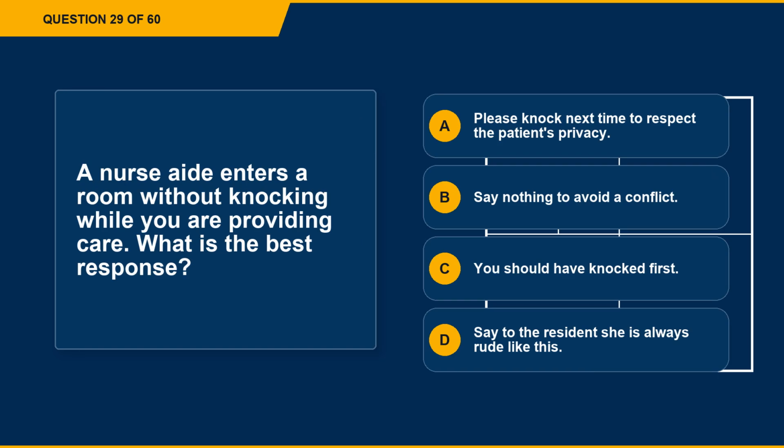Question 29. A nurse aide enters a room without knocking while you are providing care. What is the best response? Option A, please knock next time to respect the patient's privacy. Option B, say nothing to avoid a conflict. Option C, you should have knocked first. Option D, say to the resident she is always rude like this.